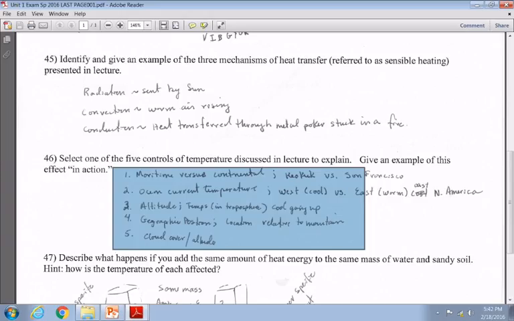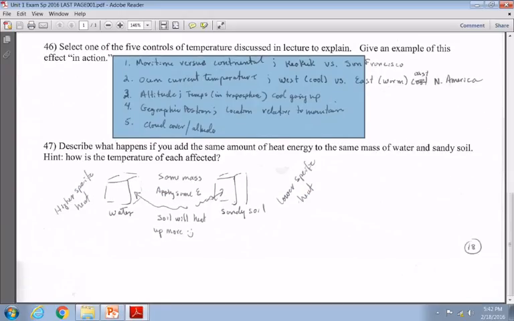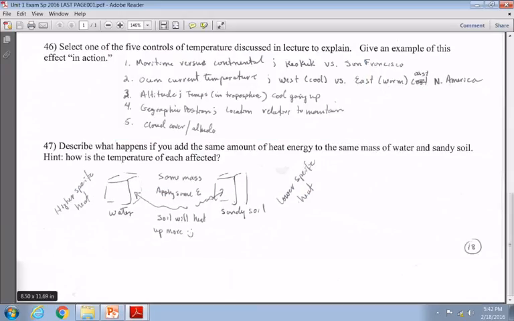And then the last one, we talked about how water is stubborn to heat up and cool down. I tried to give the scenario, if you have equal masses of water and sandy soil, you zap them with equal amounts of energy, what's going to happen? If you think of the water being stubborn, it's not going to heat up as much as the sandy soil. So sandy soil is going to heat up faster and more. That's what I was after.